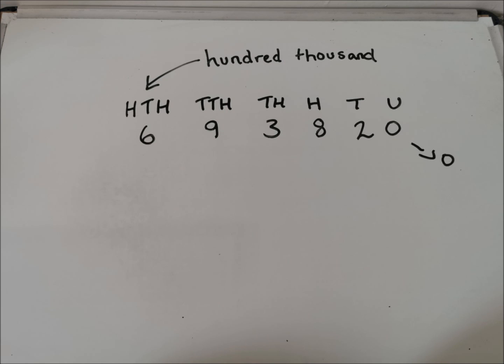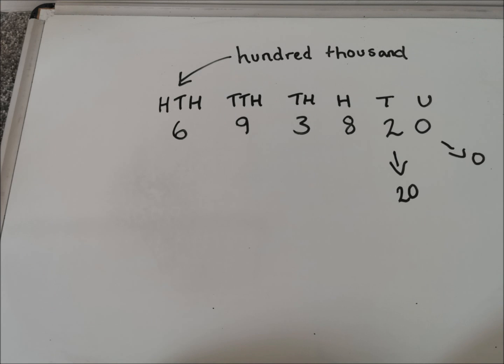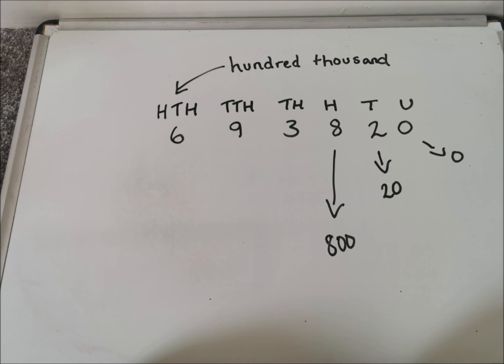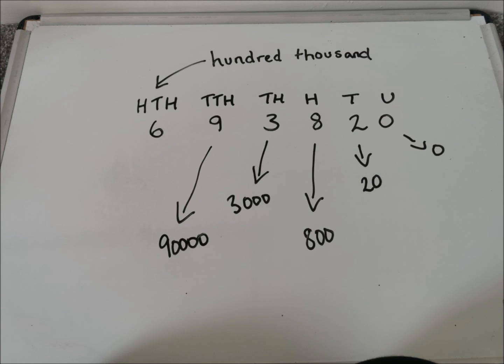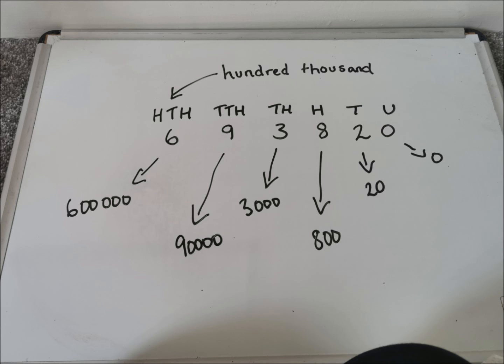I've done it in reverse order this time. There is nothing in the unit, so it's 0. Tens, there's a 2, so it's 20. Hundreds, there's an 8, so it's 800. Thousands, it's a 3, so it's 3,000. 10,000s, it's a 9, so it's 90,000. And in the 100,000 column, our new column, we've got a 6, so it's 600,000. That is what that 6 place value is.